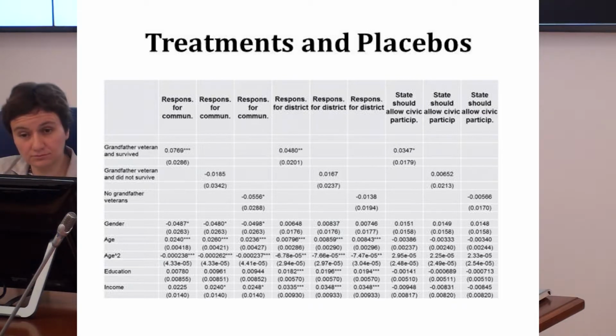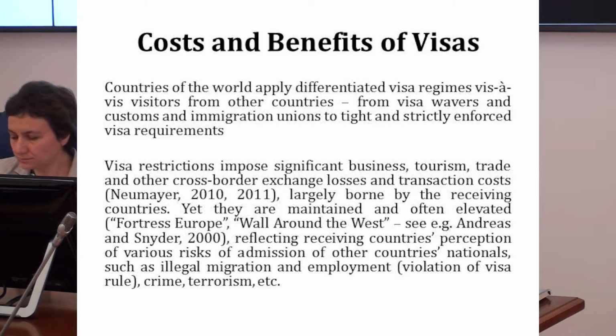Finally, the project I would like to talk a little bit more about is about institutions and visa regimes. Visas are a fascinating topic of study, and there are counteracting trends in the world. On the one hand, we see a reduction of visa barriers between some countries, and Schengen is perhaps the most prominent example of this trend. On the other hand, we see an increase in visa barriers, Fortress Europe, all around the West, and so forth. And that obviously reflects receiving countries' perception of various risks of admission of other countries' nationals. And concerns are about illegal migration, employment, crime, terrorism, and so on.